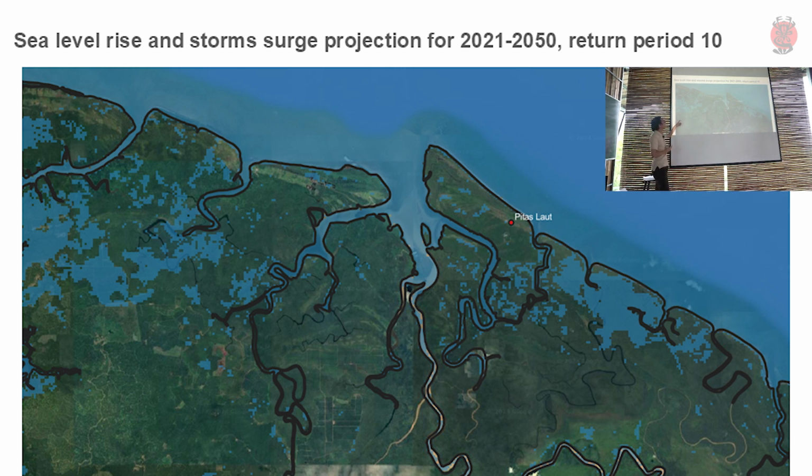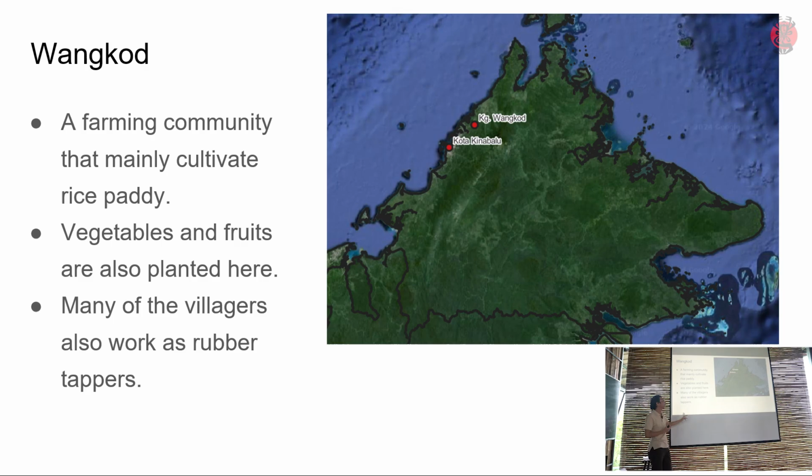But here, Pitas Laut is probably a bit safer in this regard. This area in general is quite bad if we zoom out, but it's not quite relevant right now. So the next kampung that we're going to look into, that we might visit during the valley immersion, is Kampung Wangkok, which is just a bit south from here.